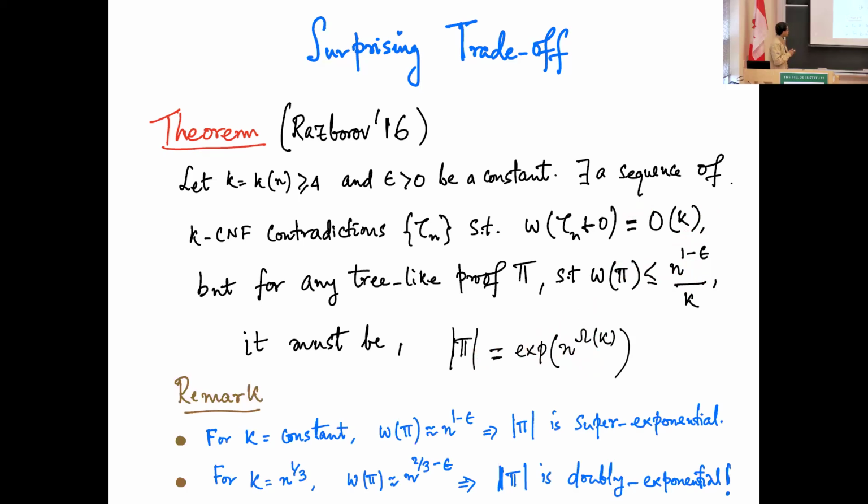So two points to note: if k is a constant, then although this has, as I said, very narrow proofs, every narrow proof, a tree-like proof, has to be super exponential. So imagine k is a large constant like 10, so it's exponential in n to the 10, which is super exponential. And if you make k a small growing function of n, like n to the 1/3, then even if your width is slightly off n to the 2/3, the proof size will become doubly exponential. Okay, so this is a really very strong trade-off.